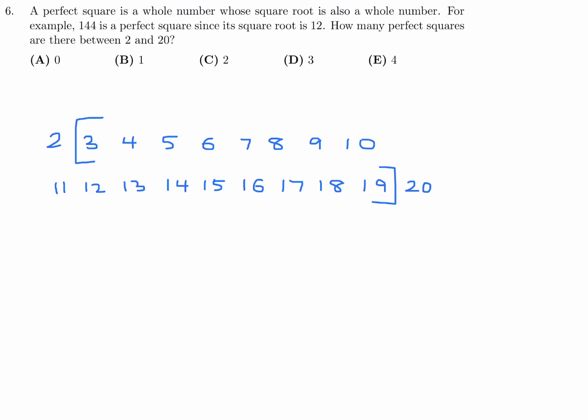Well, perfect squares are like 1 squared, which is 1. It's not in that interval. 2 squared, which is 4, which is in that interval. 3 squared, 9. 4 squared, 16. And then 5 squared would be 25, which is outside of that interval. So there's only 3 perfect squares between 2 and 20. So number 6, the answer is D.